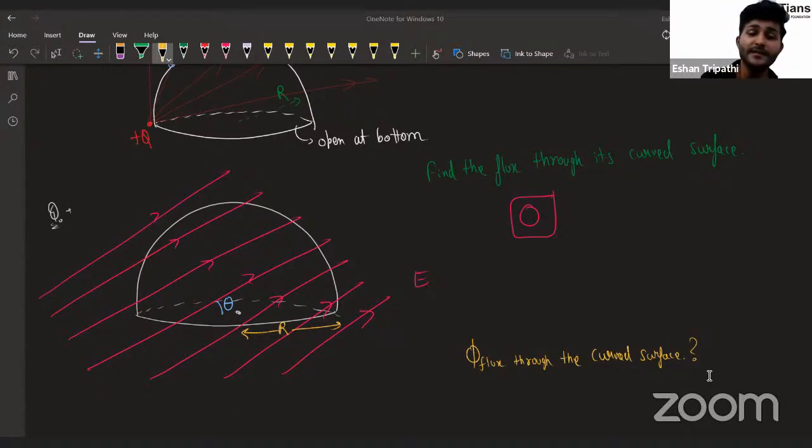The direction is, so Dhruvi, it is given that the electric field is in such a way that with this face, the bottommost face, the circular base of it, it forms an angle theta.